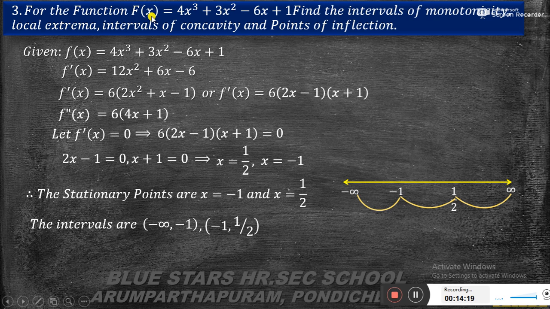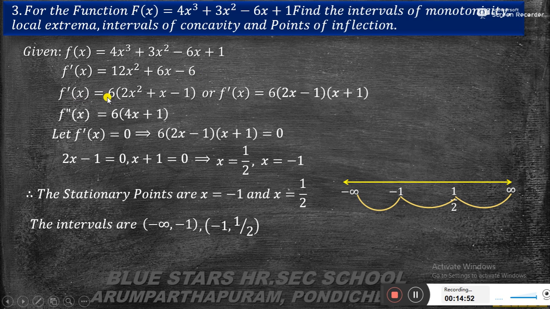So first I write the given function. This is small f of x, not capital F of x. f of x equal to 4x cube plus 3x square minus 6x plus 1. Next I differentiate this function with respect to x. So f dash of x equal to 4 into differentiation of x cube is 3x square, 4 3s are 12x square, plus 3 into differentiation of x square is 2x, 3 2s are 6x, minus 6 into differentiation of x is 1, so minus 6.